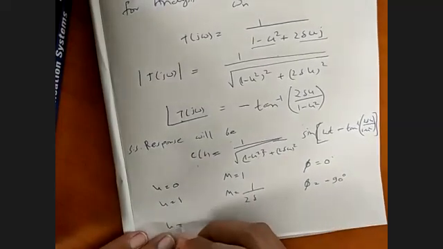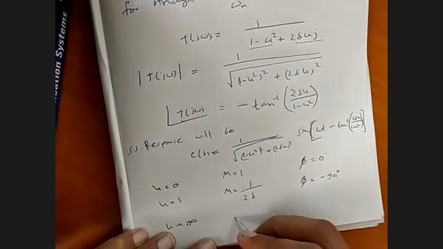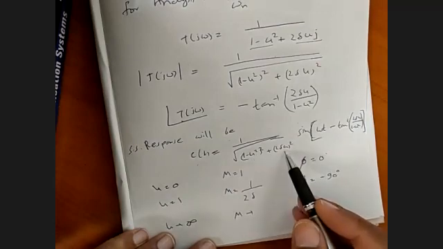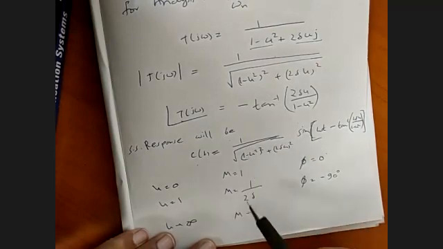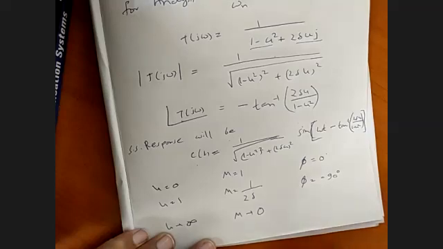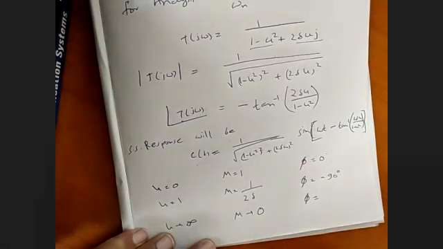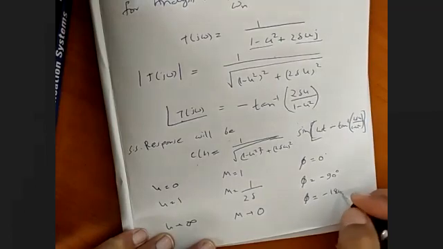When u tends to infinity, your M will tend to, because u tends to infinity, it is 1 by 0, this is also 1 by 0, so infinity, under root infinity, so it will become 1 upon infinity, that will tend to 0. And phi will become minus 180 degree.